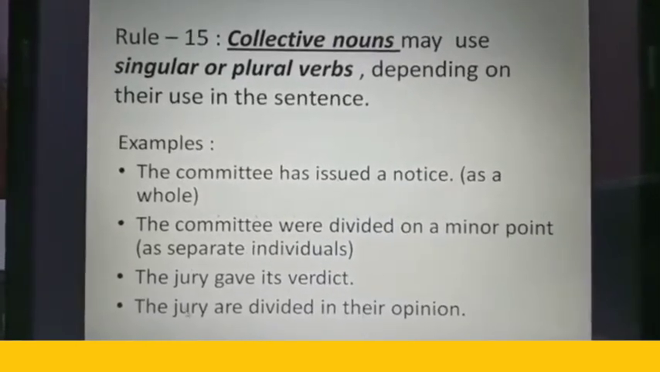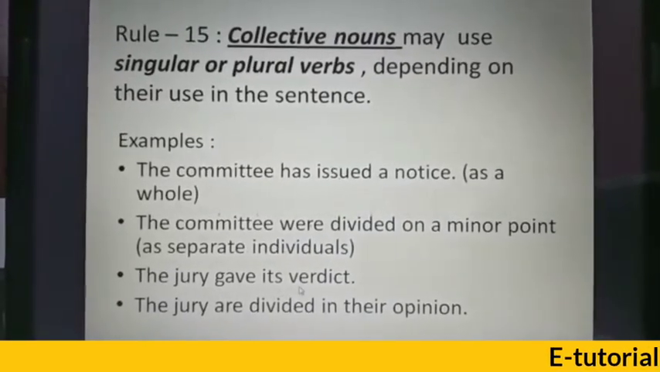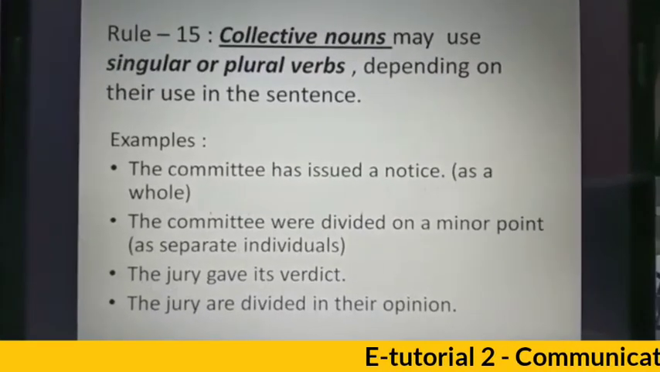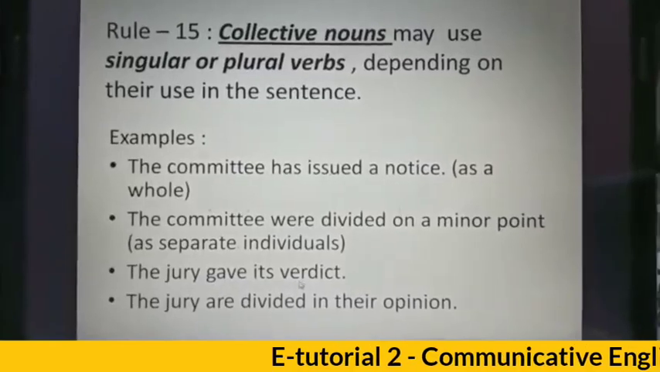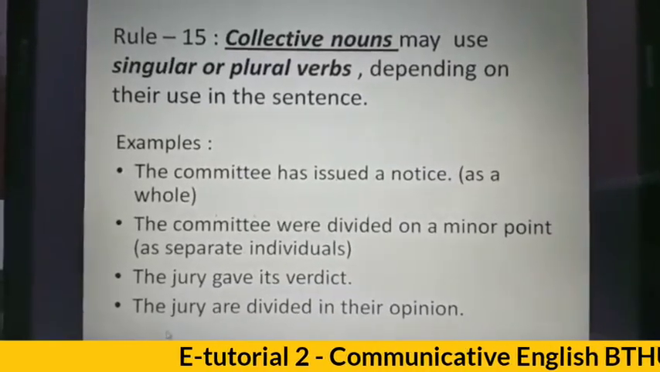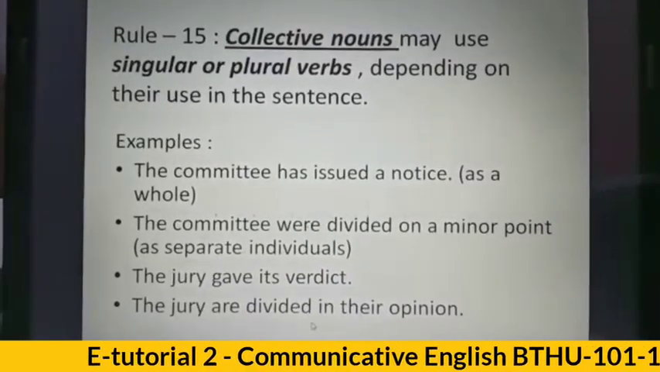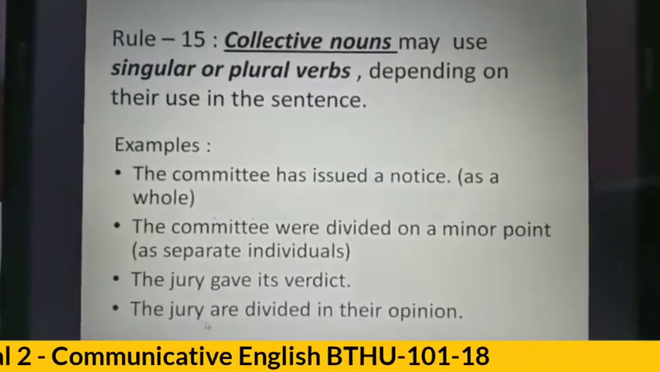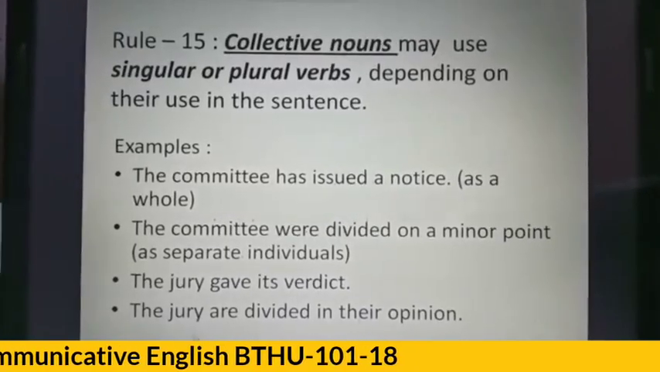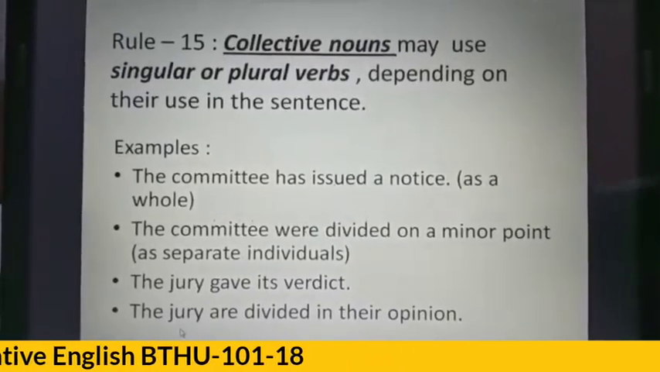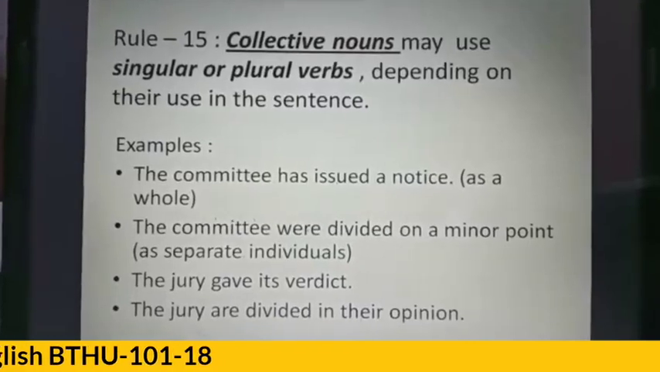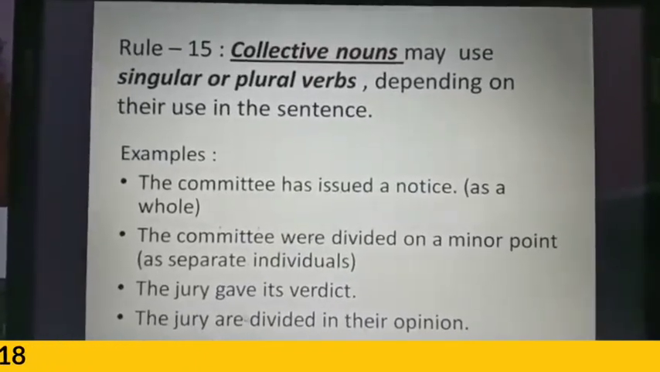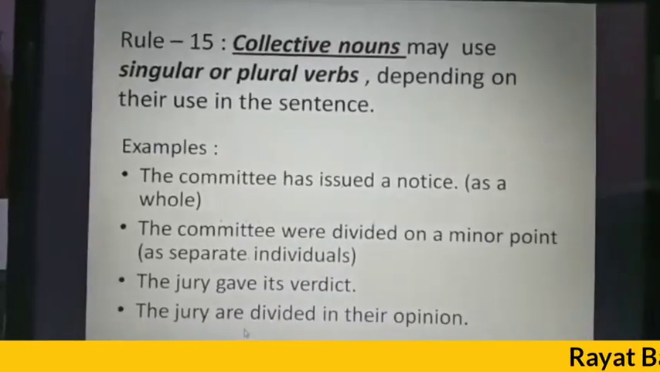Let us take one more example. The jury gave its verdict. The jury means that the whole panel gave the judgment, gave its verdict. But in the next sentence, you see, the jury are divided in their opinion. It means that the members of the jury, all the members, have been referred to individually or separately. So in this sentence, this collective noun agrees with a plural verb.